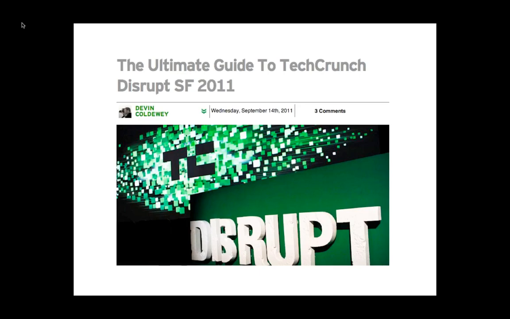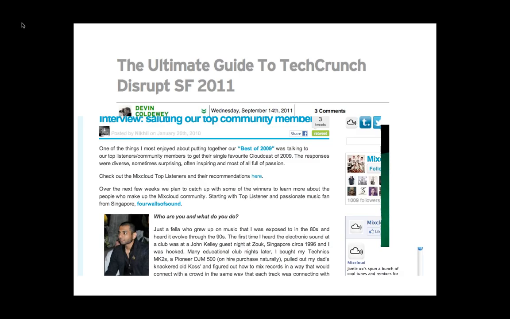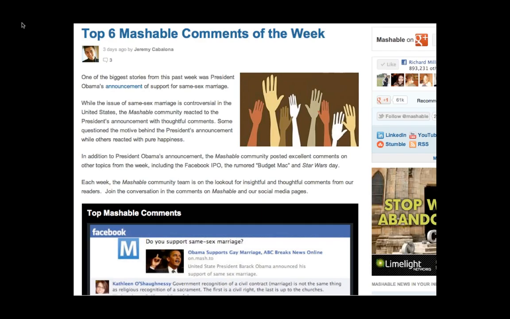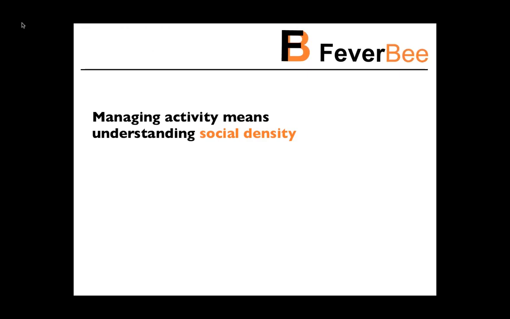So TechCrunch, this is just a few examples of different content I've seen elsewhere. TechCrunch do a good guide previewing upcoming events in their sector. This doesn't just have to be your events, it can be any events that are relevant to you. Mixcloud does a great job of interviewing the top people in their online community. And if you do this right, it tends to be quite a popular thing because everyone wants to be featured in that interview. Mashable does a great job of shining the spotlight on the top 6 comments of the week. So again, people are more motivated to publish good comments, so they're far more likely to participate as a result.